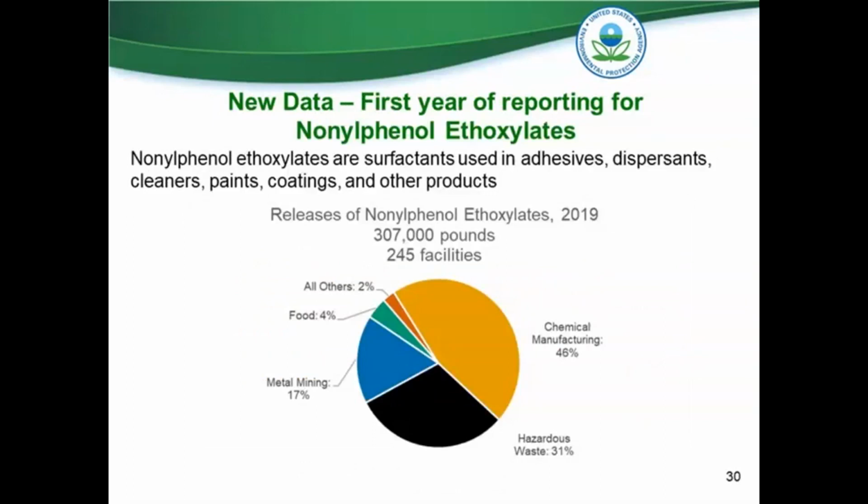I mentioned that 2019 was the first year of reporting for the nonylphenol ethoxylates category. These are surfactants that are used in adhesives, dispersants, cleaners, paints, coatings, and other products. And so this is just a snapshot of what we received for reporting on nonylphenol ethoxylates in 2019. There were 245 facilities that reported 307,000 pounds, almost half of which were chemical manufacturing facilities, followed by hazardous waste facilities at almost a third. And then there's one metal mining facility that is a molybdenum mine that reported on this chemical, and that makes up that 17%.